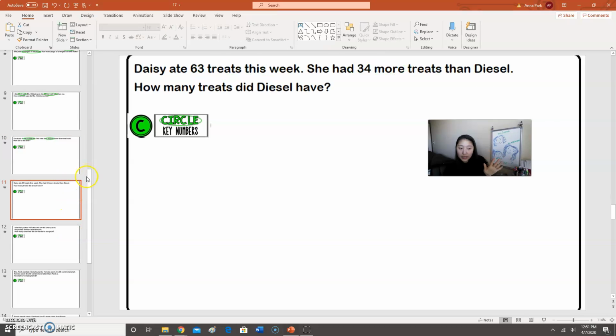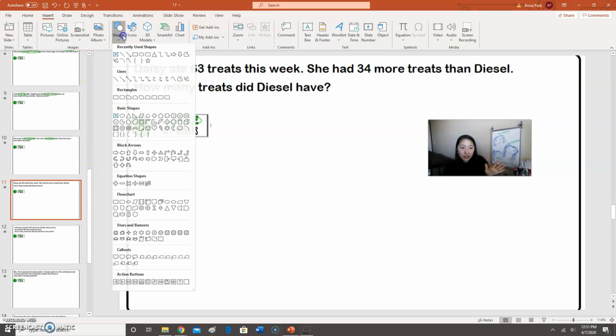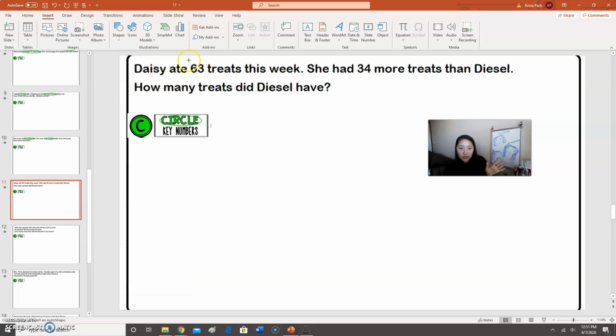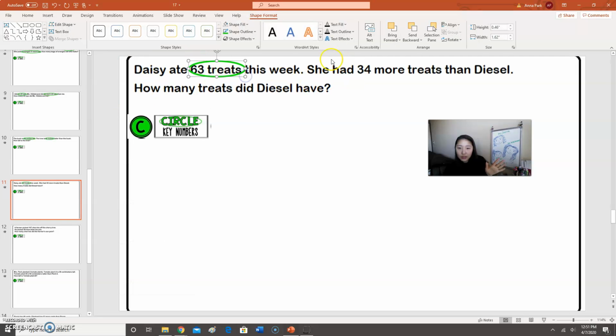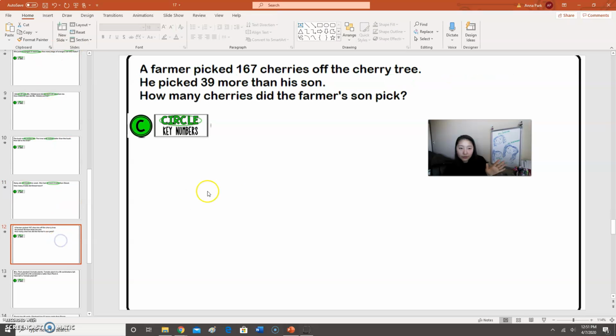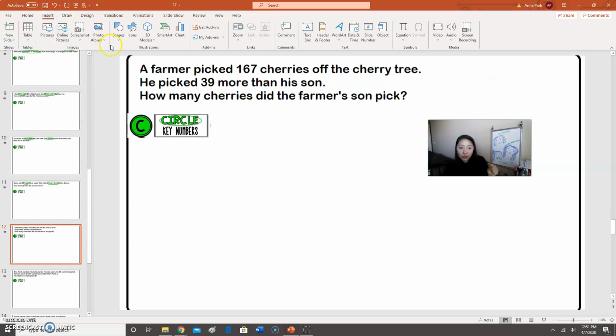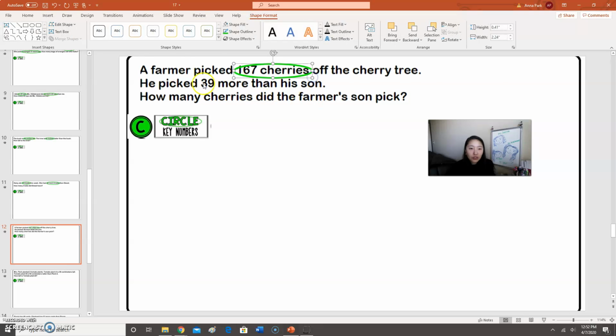Next one, pause it right now if you want to do it. I'm going to keep going. 63 treats. And she had 34 more treats than Diesel. Pause it right now if you would like. I'm going to continue on, so if you're ready, just unpause it and then we can join. The farmer picked 167 cherries off the cherry tree. He picked 39 more.